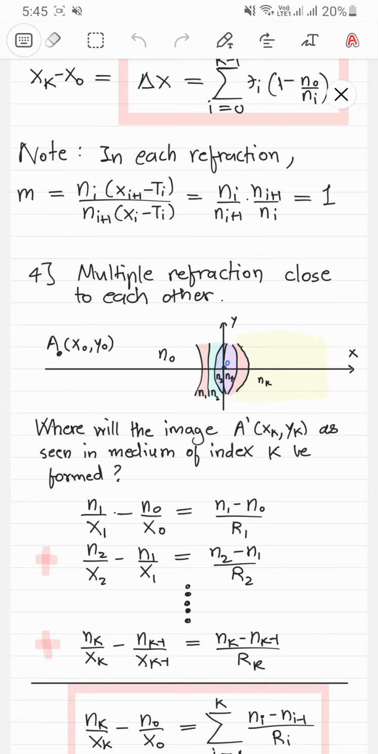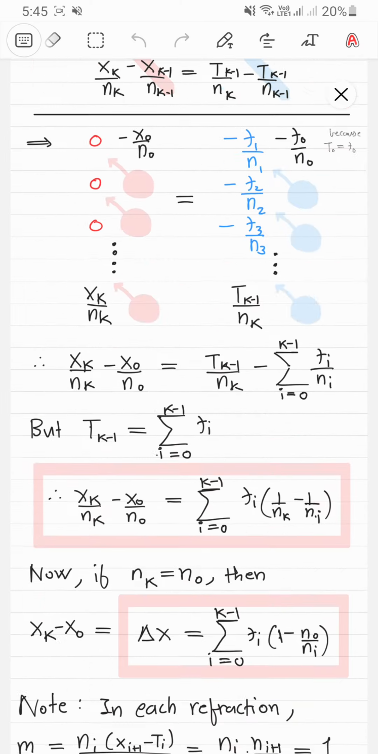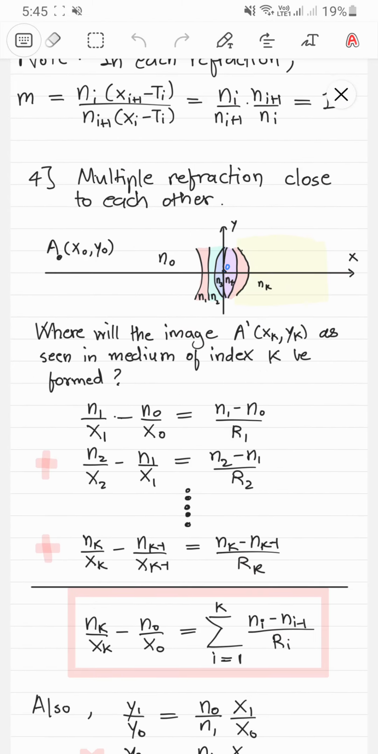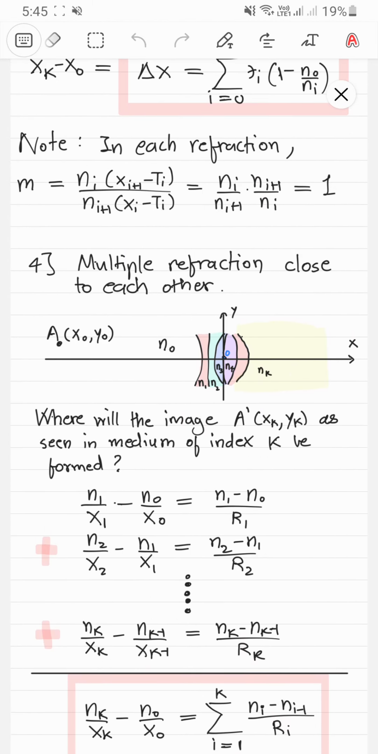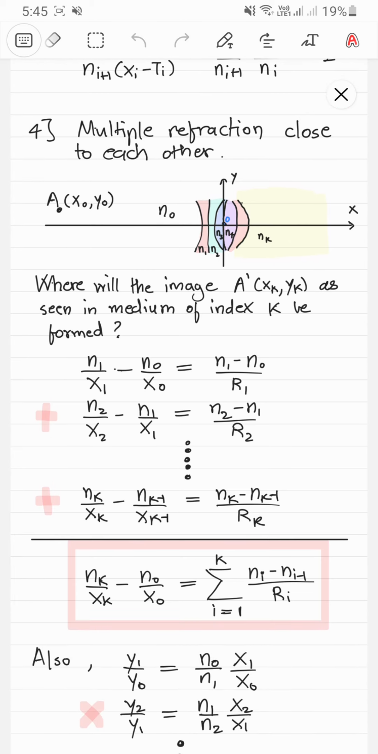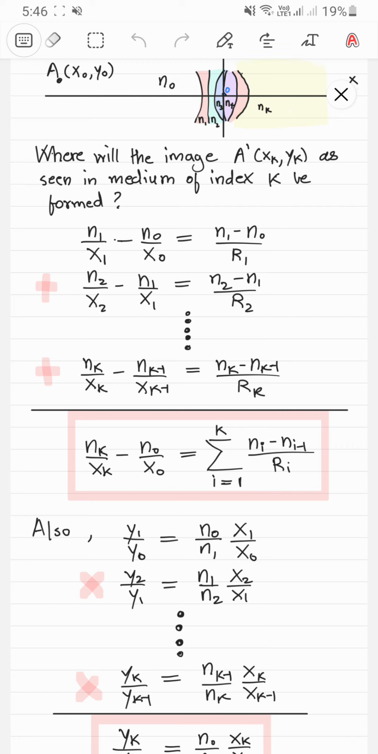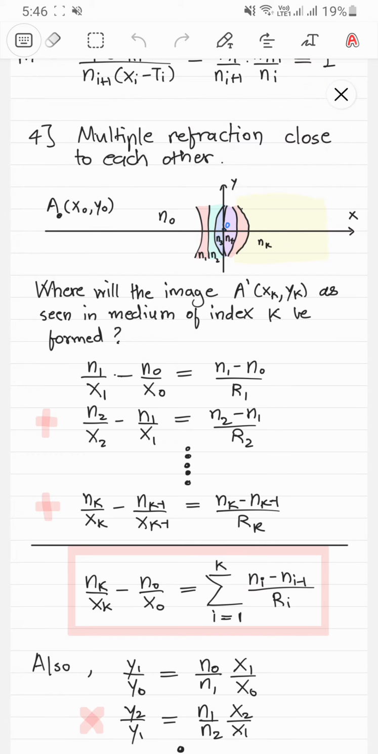Oh, and also the magnification for this slab system. In each refraction, the magnification is just 1. So the y coordinate of our images doesn't actually change. And then you have multiple refractions close to each other, so this formula is really useful. It can be used to derive the lens maker's formula and all kinds of crazy stuff, right? This is the thing. Now sometimes nk will be equal to n0, and this will become even more beautiful, but in its most general case, it's going to be like this.